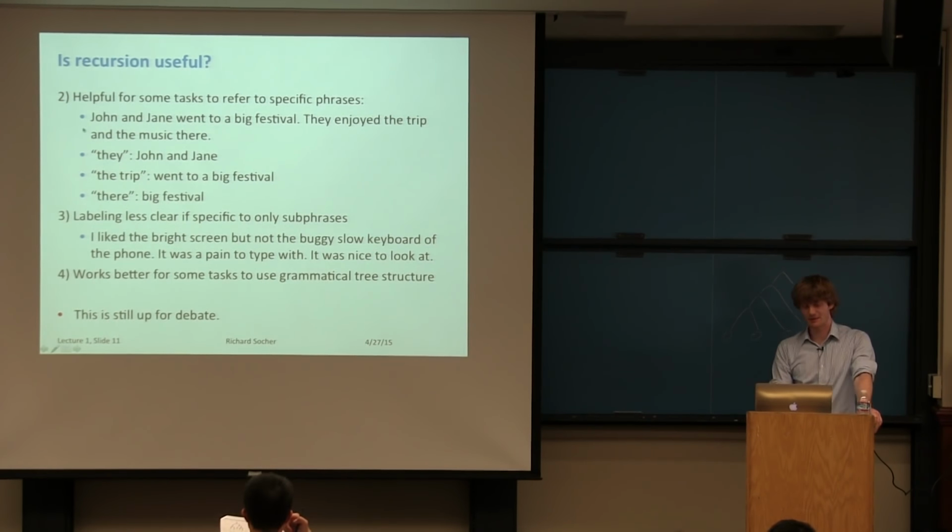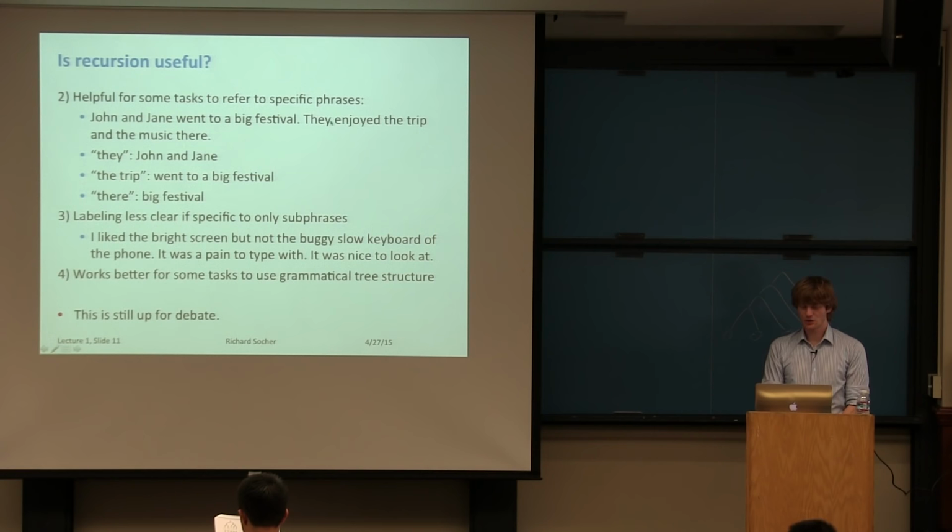So here's an example. John and Jane went to a big festival. They enjoyed the trip and the music there. Now, co-reference resolution would be the task of understanding who "they" is when I mention it right here. And in this case, it would be John and Jane. So now we want to refer to that entire phrase.